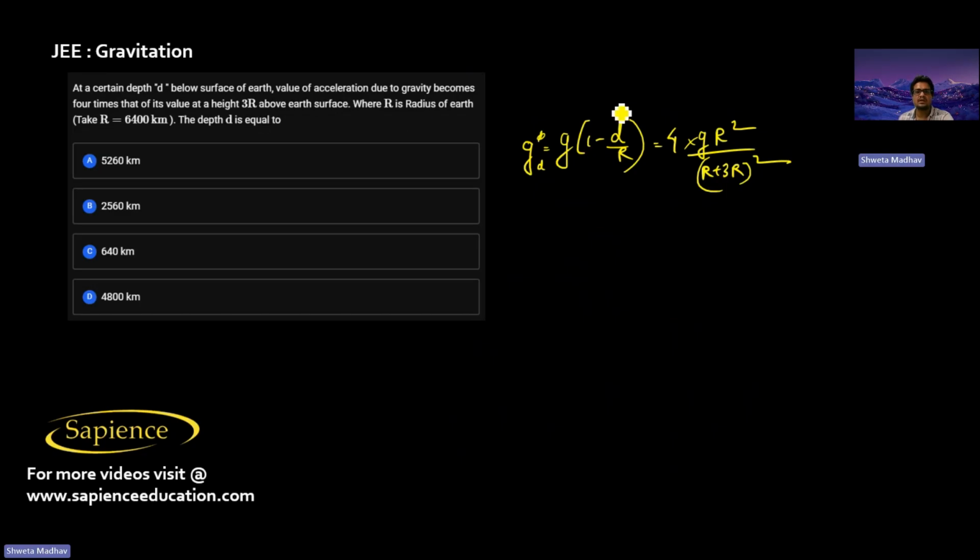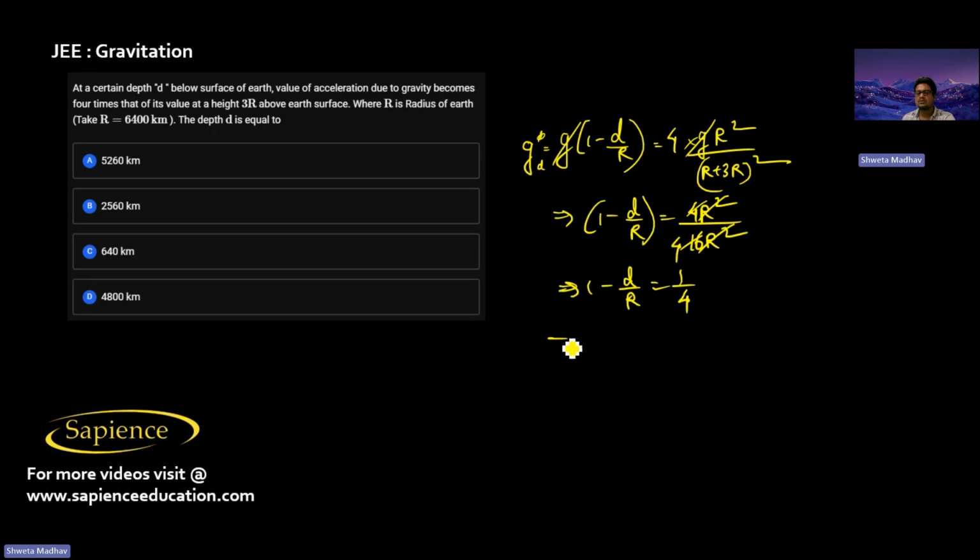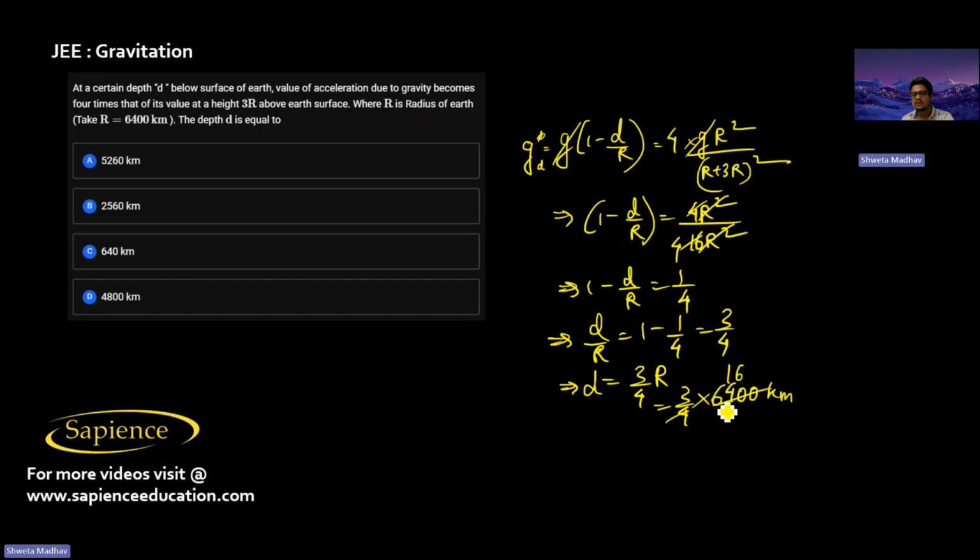Here r is the radius of the earth. Take r as 6,400 kilometer. The depth d is equal to r. So therefore g and g I can cancel out. So 1 minus d by r is equal to 4r square by 4r whole square, which is 16r square. So r square will cancel, 4 by 16. So it means that 1 minus d by r is equal to 1 by 4. So d by r will be equal to 1 minus 1 by 4, which is equal to 3 by 4. So d is equal to 3r by 4, which is 3 by 4 times the radius of earth, which is 6,400 kilometer, which is 1600 into 3, that is 4,800 kilometer. So option D is the correct answer.